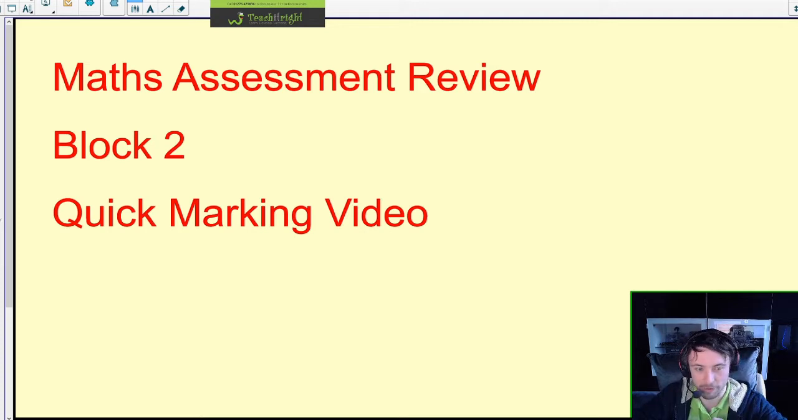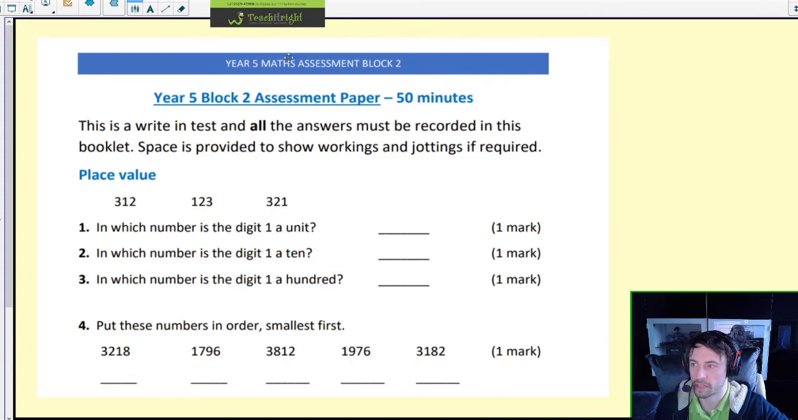As I say, that'll be coming out from next week, and it'll be the Maths Assessment Review for Block 2, Week 6. But for now, let's jump straight into it. We're going to run through each section, 5 questions by 5 questions, and just go over the answers, and I might highlight a few things if they're quick. So this is the assessment paper. It should have taken approximately 50 minutes.